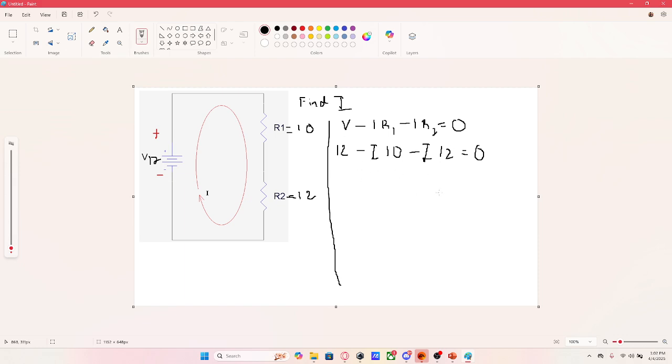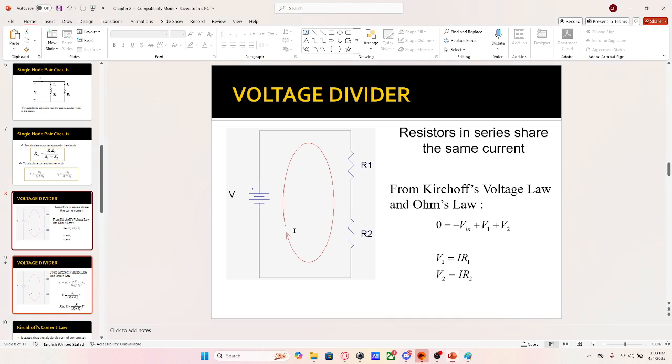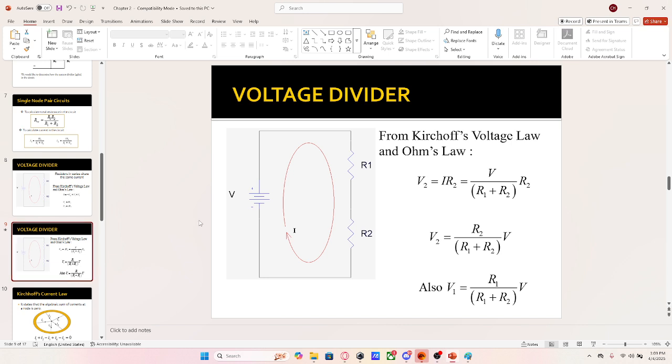By writing all of this down in a calculator, you can find the current. To do this manually is obviously going to be a bit slower, so try using your calculator and give your answer. So that is the voltage divider rule. As you can see, all of these explain things similarly, but I think my method was easier to understand.